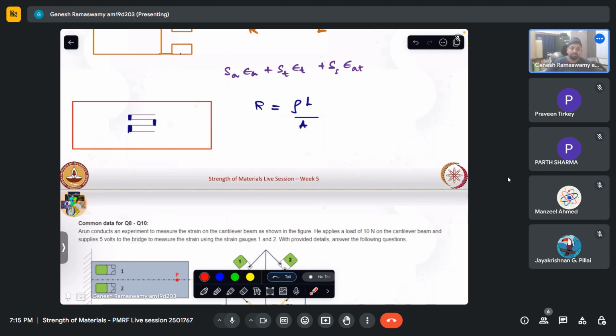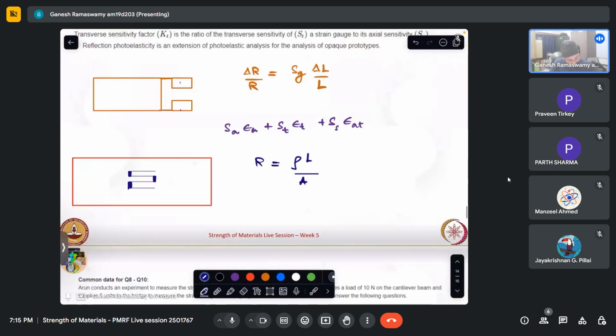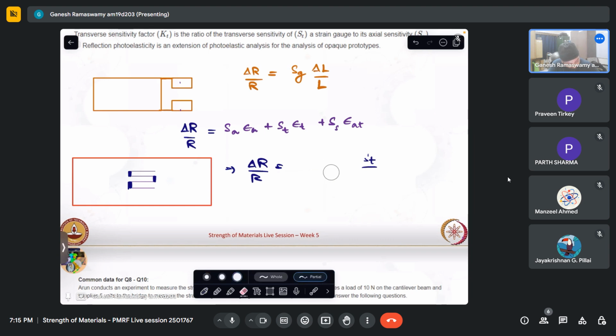But nonetheless, this will creep into our results, which is why we define something called a transfer sensitivity, which is the ratio of SC and ST. So how we will define that is, let us say this is my total change in resistance, delta R by R. So delta R by R is nothing but SA epsilon A, I'm sorry, not SG, SA. I'll take SA common, that's all I'm doing. Plus ST by SA into epsilon T.